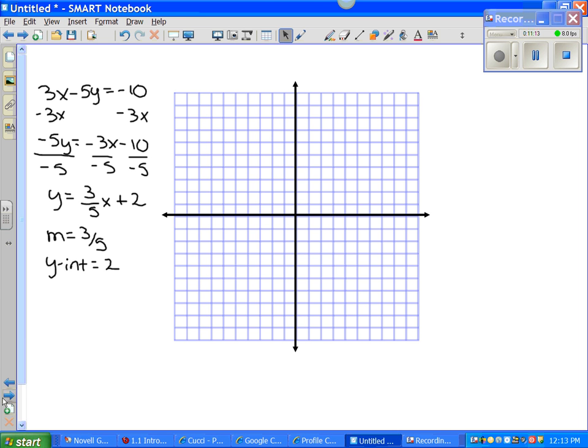When you're graphing from slope-intercept form, you always start at the y-intercept. Our y-intercept is 2. From there, we take our slope, rise over run. So you're going to rise 3 and run 5. So rise 3, run 5. Okay? And then connect.